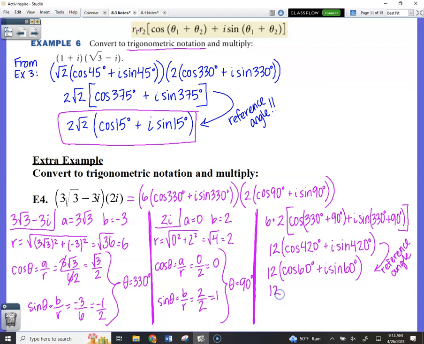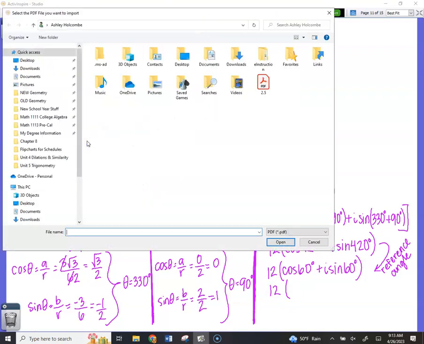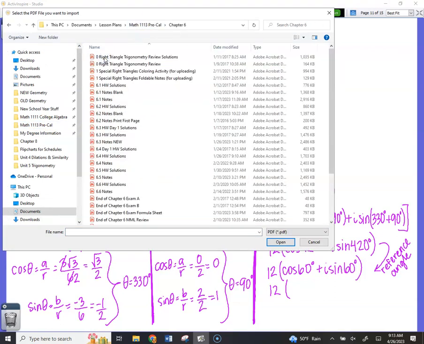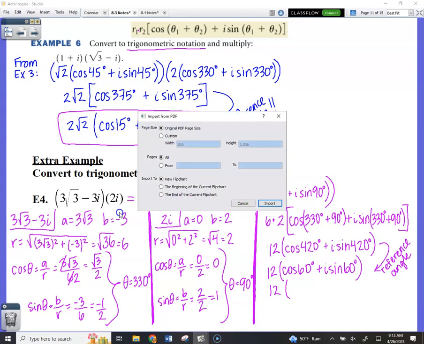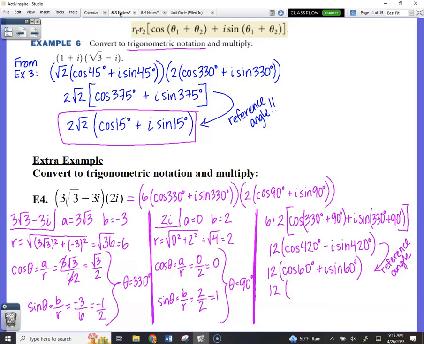So if you go to your unit circle, chapter 6. Go to your unit circle, find 60. The x coordinate's 1/2. The y coordinate is square root 3 over 2. So in here, I'm going to replace cosine 60 with 1/2, and sine 60 with square root 3 over 2. You can put the I after it if it bothers you to have it in front.